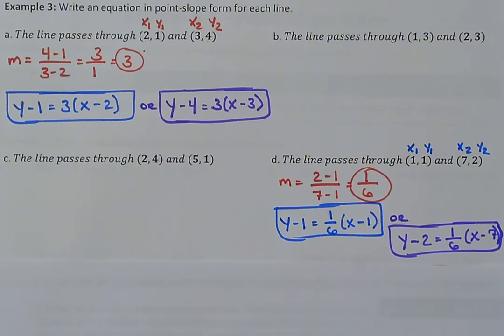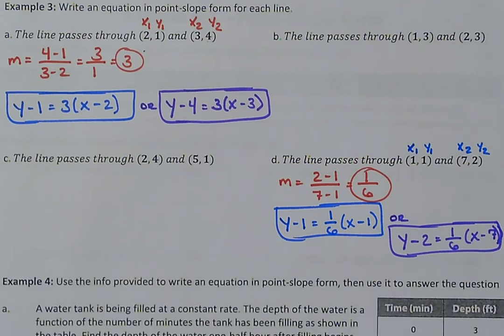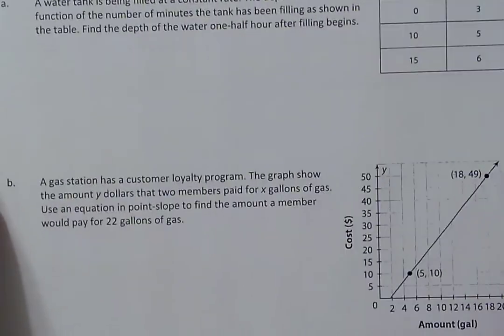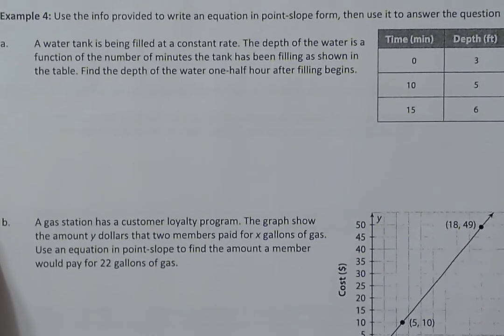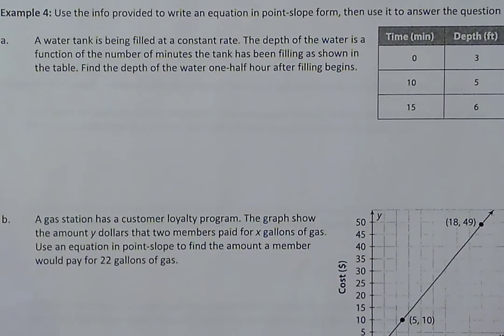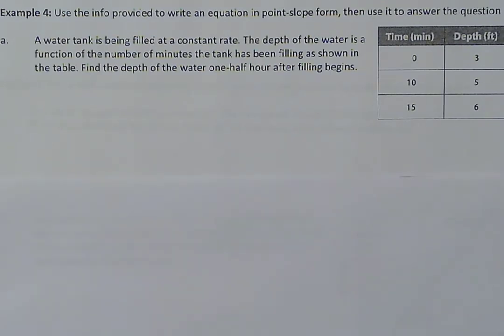All right, so that is it for example 3. We have one example left, and that is example 4. Example 4 is going to ask us to use the information provided to write an equation in point-slope form, and then use it to answer the question.